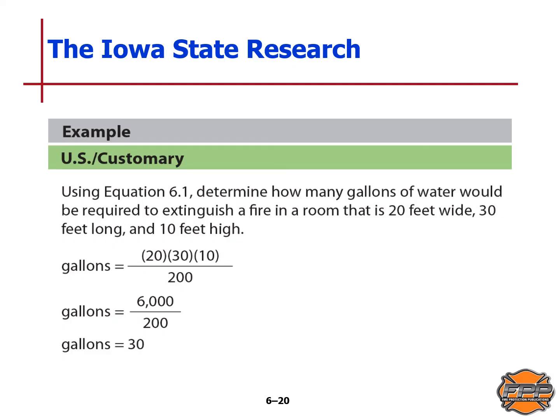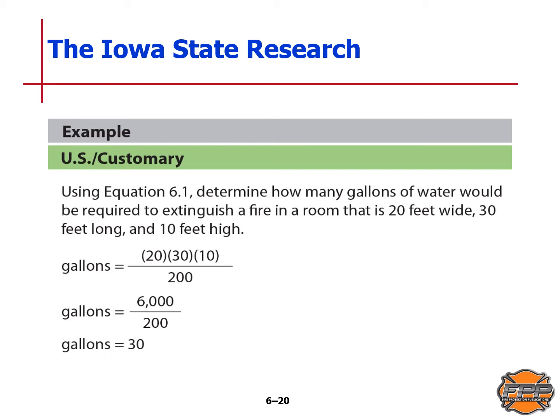So here's an example of the application of the formula that was derived from the Iowa State research. Before I begin, just to remind you, to get cubic feet of an area, you take length times width times height. It doesn't matter what order you do that in, and they actually have it in width times length times height, but I'll get to that in just a second. So using equation 6.1, determine how many gallons of water would be required to extinguish a fire in a room that is 20 feet wide, 30 feet long, and 10 feet high. So in this case, they have gallons equals width times length times height, doesn't matter, divided by the 200 cubic feet you get per gallon of water.